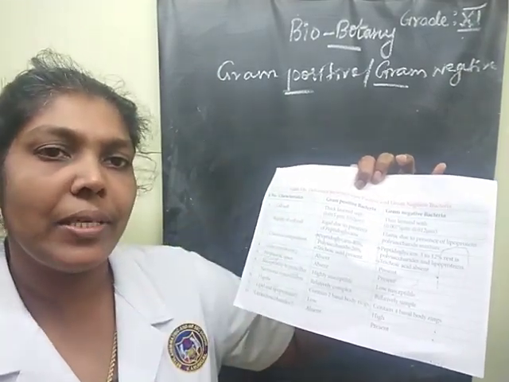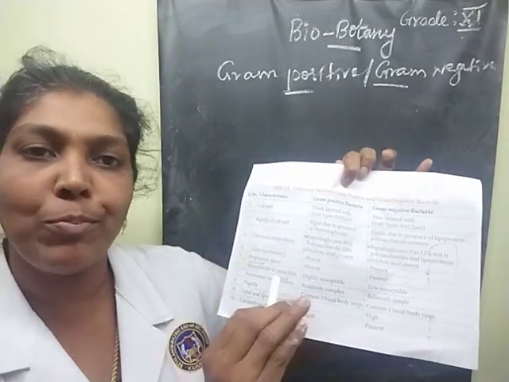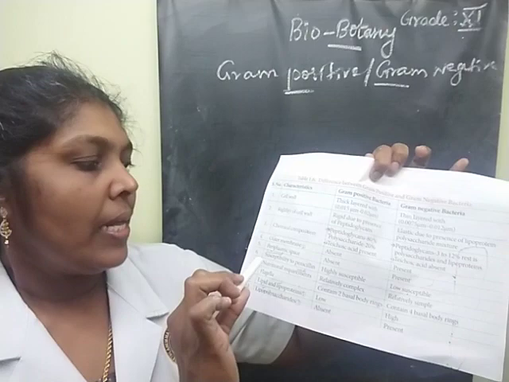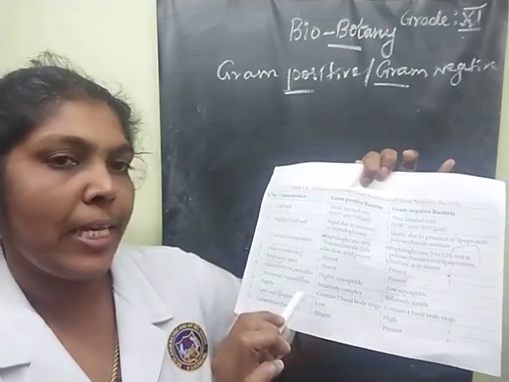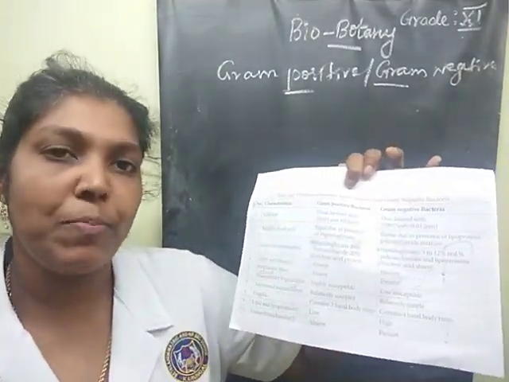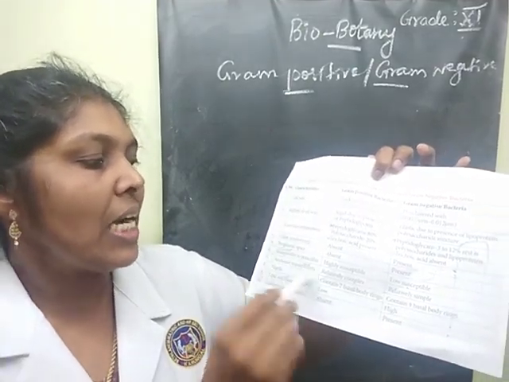The next one is the outer membrane. Gram negative bacteria have three layers, and one layer is the outer membrane. The outer membrane is absent in gram positive bacteria and present in gram negative bacteria. Clear? The next one is the periplasmic space. The periplasmic space is also absent in gram positive bacteria and present in gram negative bacteria. Understood, children? Yes.